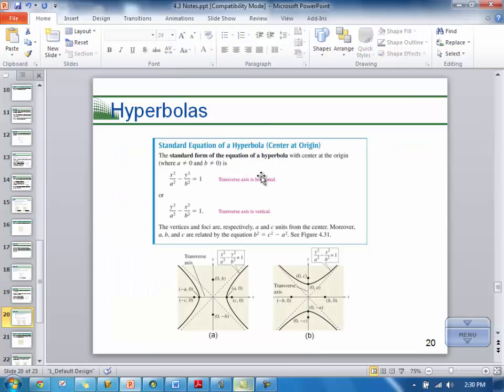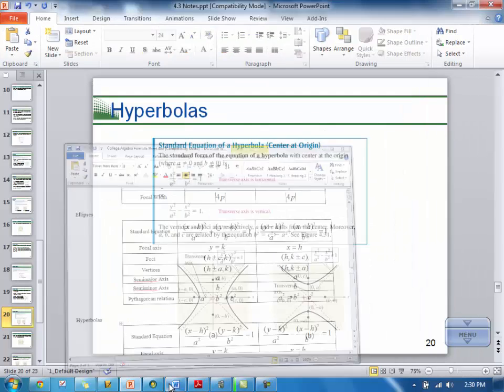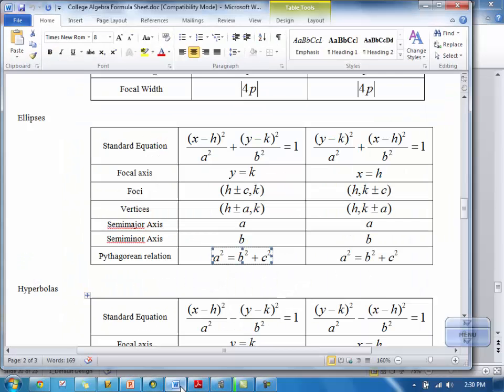All right. Here's some more information about hyperbolas, which I put in your formula sheet. Equations that you guys are going to use. Only I'm giving you the equations from 4-4 already because we don't need to have them centered at the origin.